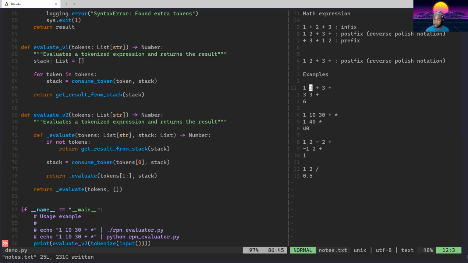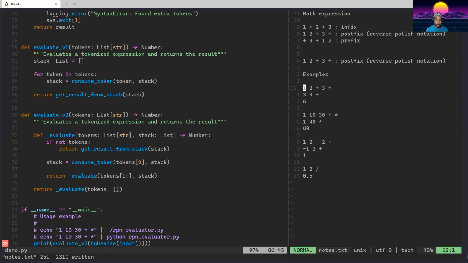1 times 2 is the same as 2 times 1. However, the same cannot be said for subtraction and division. And so that's something that we're going to have to be cognizant of while we're writing our code to solve this problem.